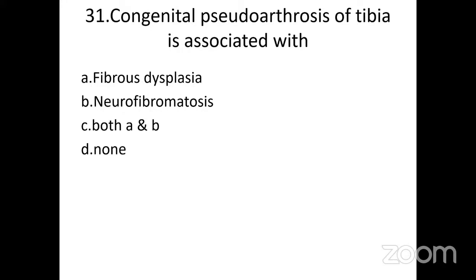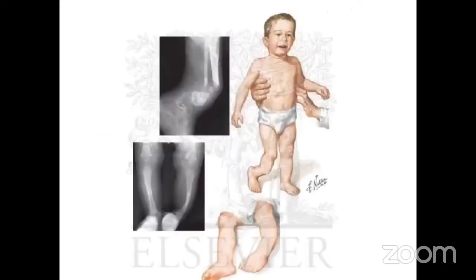It's actually an end result of a non-union, but it is not like a traumatic non-union. It's due to neurofibromatosis or fibrous dysplasia, and it is very difficult to treat also. So it is associated with fibrous dysplasia as well as neurofibromatosis. So here you can see there is a big gap between the two bones, the tibia, and this is called pseudoarthrosis. And the child will be having a short limb, and it's very difficult to treat also, and the chance of recurrence is also very high.